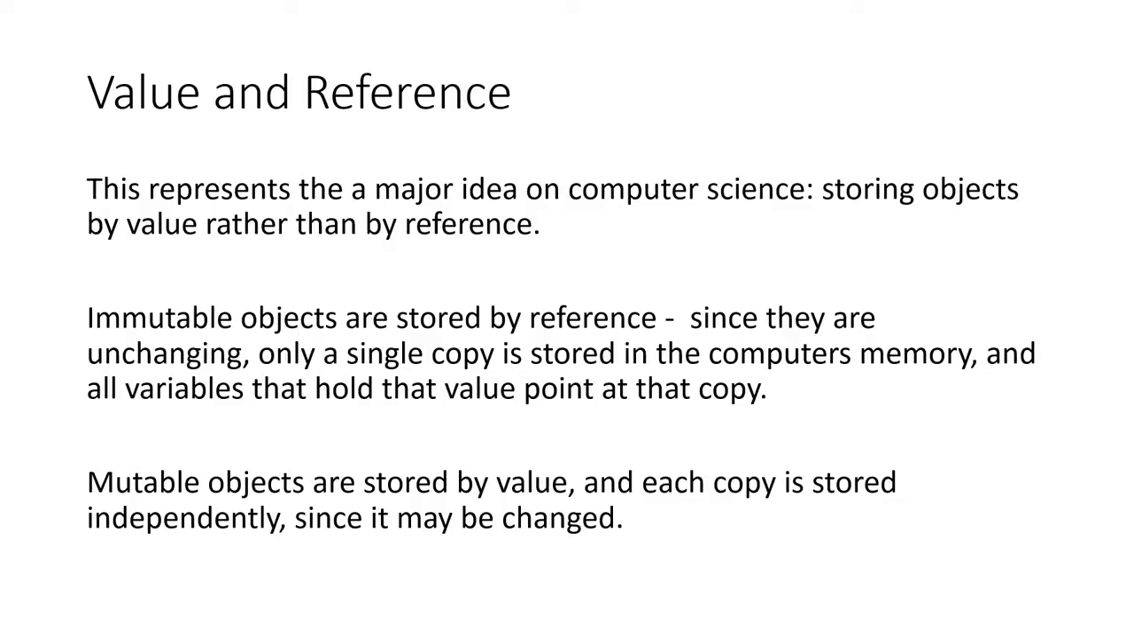With mutable objects, they are stored by value, and each copy is stored independently since it may be changed. This has the effect of making mutable objects take up quite a bit more memory than immutable objects. And this is one of the nuances that may come into play later on when you start writing more complex and larger programs: how do you make use of a limited amount of memory, such as you might see on a smartphone or an embedded processor? Most modern desktop and laptop computers have plenty of memory, but not every system does. And so depending on your program, you might need to make changes in terms of how you store variables.